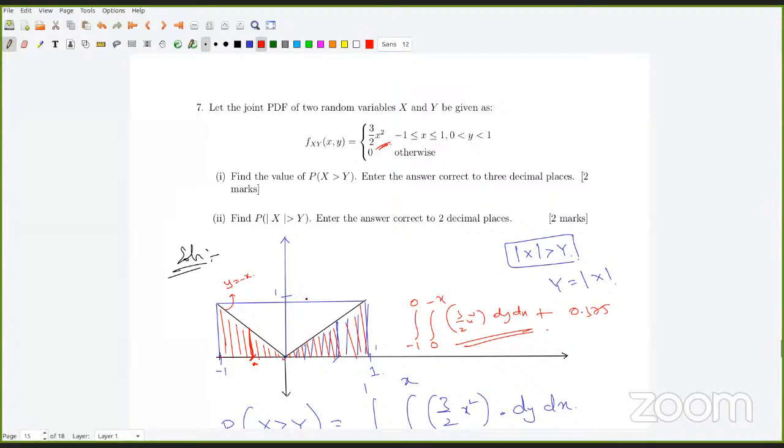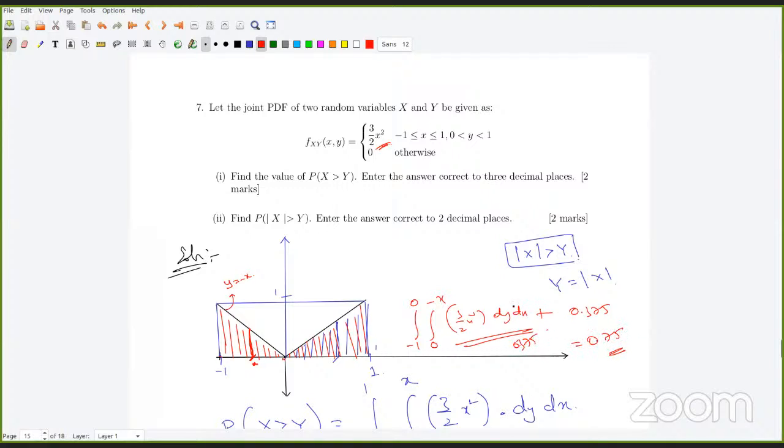Okay. So if you draw the graph of this f of x, y, it will actually be symmetric along y. Is the answer coming as 0.75? It will be like 0.375 plus 0.375. Okay, 0.75. It will come to be 0.75.